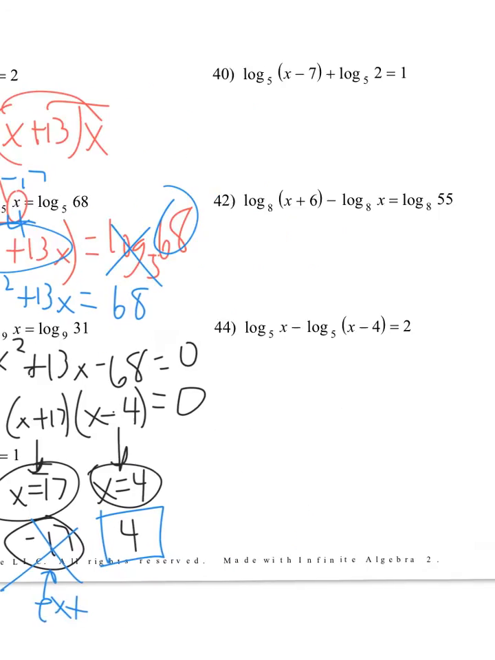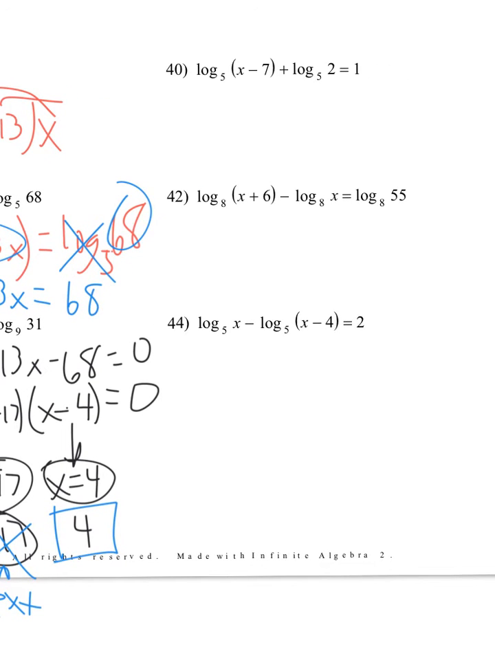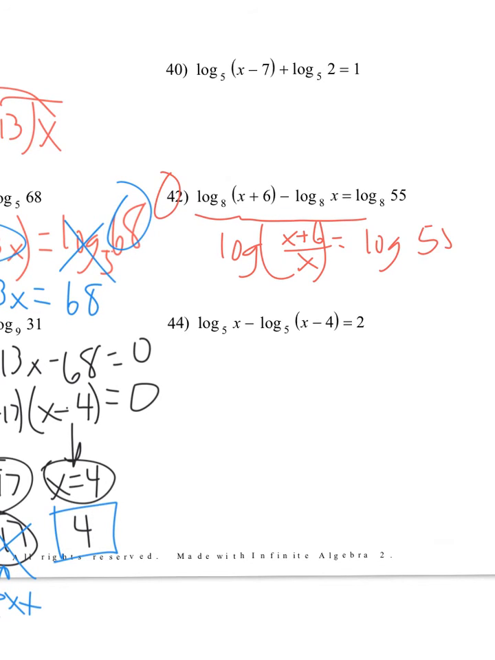Let's go over and do 42 now. Okay, so let's look at 42. So now I'm going to condense this side over on the left to a single logarithm. It's subtracting logs, so I'm going to say it's the log of x plus 6 over x equals the log of 55. And we are in base 8 on both of these. So now I've got logs on both sides, so I don't have to go from logarithmic form to exponential form.